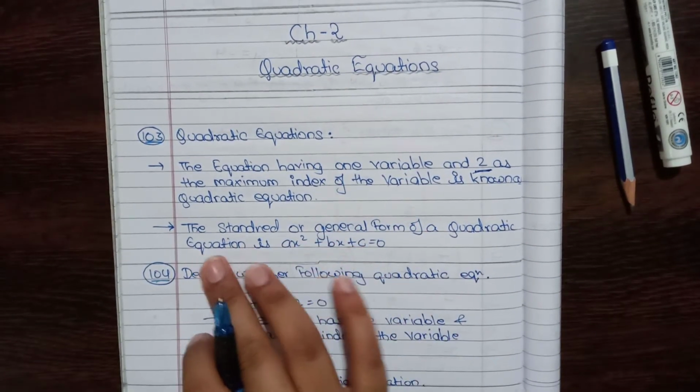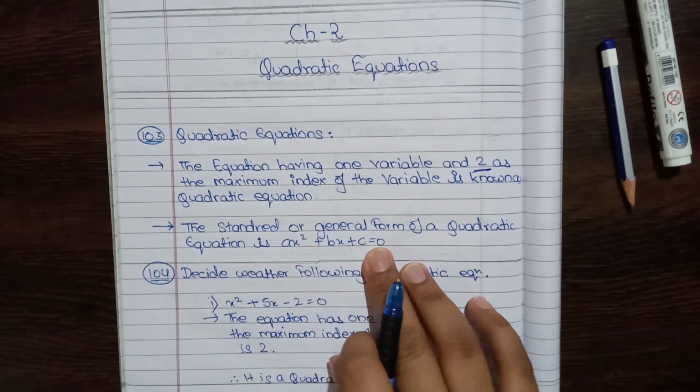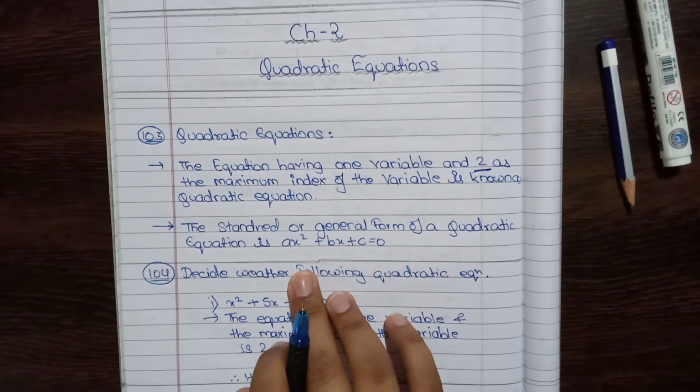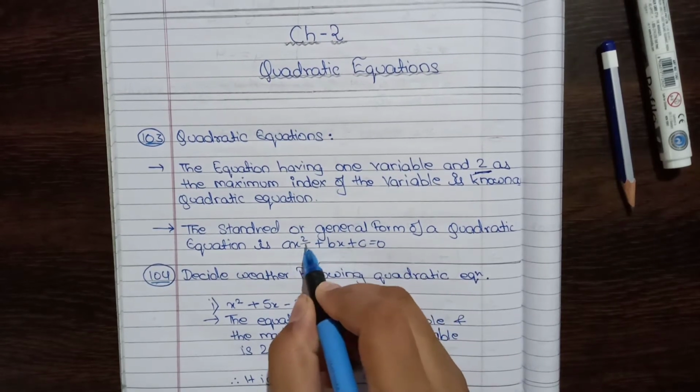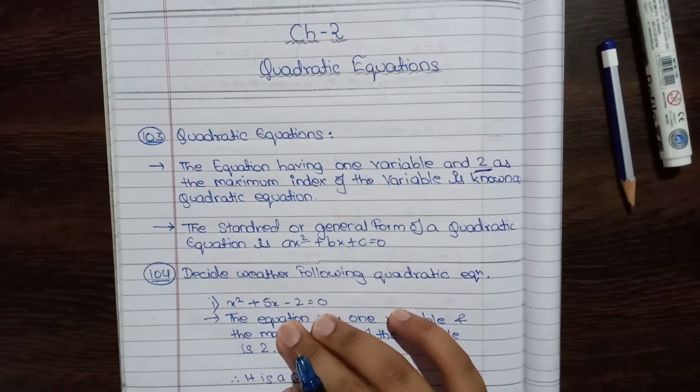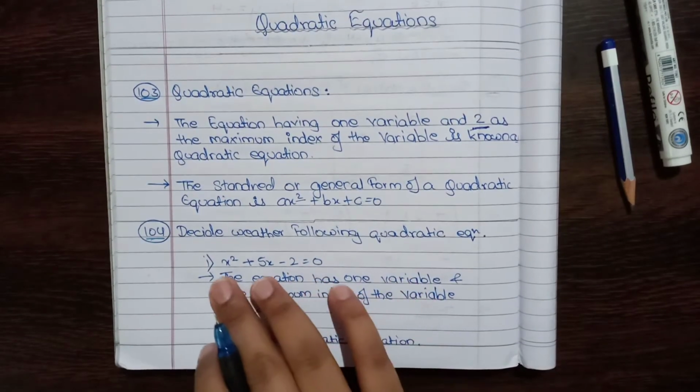The second point is that the standard or general form of a quadratic equation is ax square plus bx plus c. Here also, as you can see, the maximum index is 2 only. So let us see the first question.